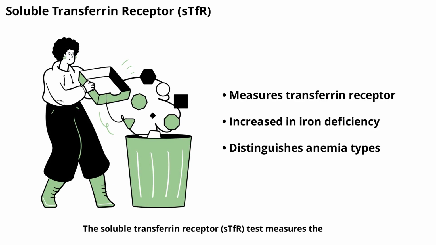The soluble transferrin receptor, or STFR, test measures the amount of transferrin receptor released into the blood. STFR levels increase in iron deficiency anemia as cells upregulate receptors to capture more iron. This test is particularly useful for distinguishing iron deficiency anemia from anemia of chronic disease, as STFR is typically not elevated in the latter.